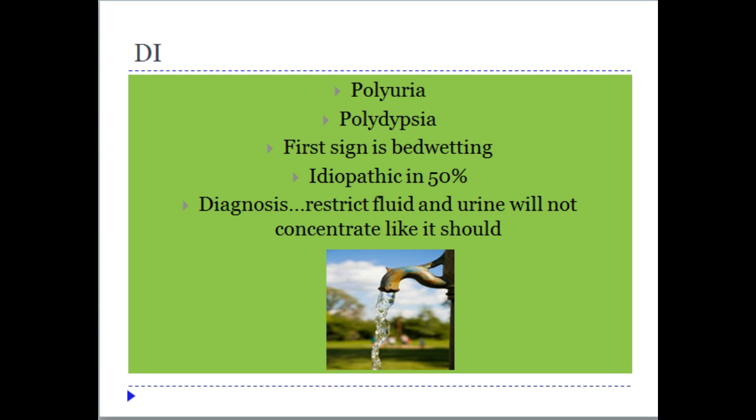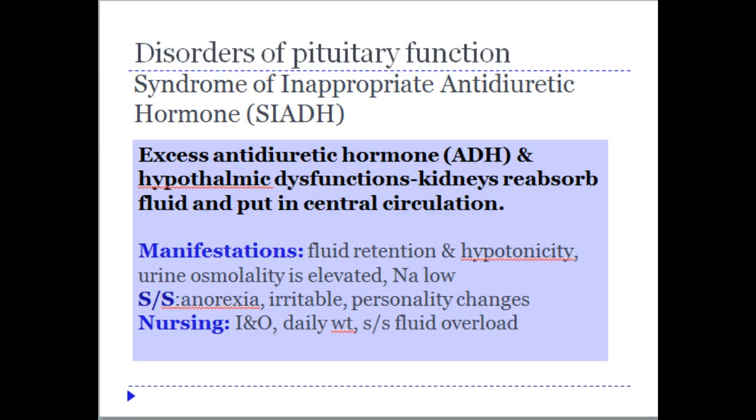So just a review about diabetes insipidus: you're going to have polyuria, you're going to have polydipsia. First sign is usually bedwetting. 50% of them are idiopathic, meaning we don't know what a cause is. How to diagnose it: we're going to restrict their fluid, and we will note that urine will not concentrate as it usually does. So now we're going to talk about the syndrome of inappropriate antidiuretic hormone, or SIADH.